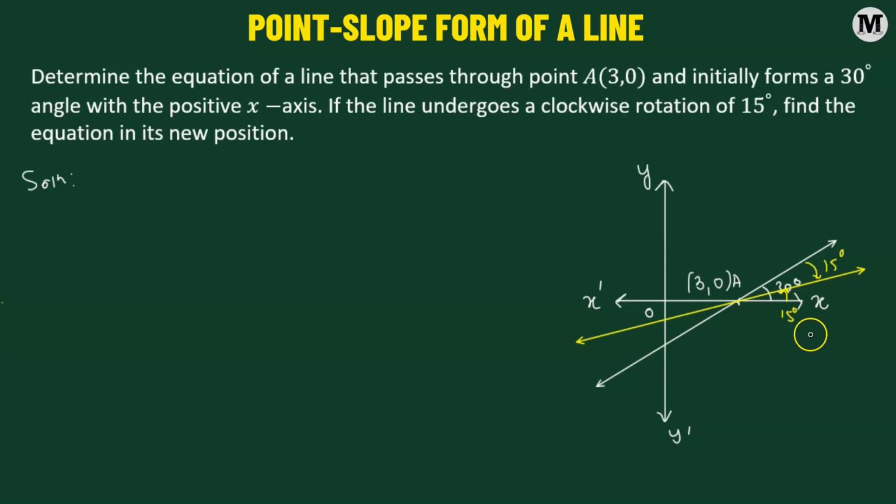Now to find the equation of the rotated line, we need two pieces of information: the slope of the line and one point which lies on the line. Clearly we have a point A through which the line passes. The next goal will be to find the slope of the line, because we are going to use the point-slope form of a line. So let's quickly recap that form.